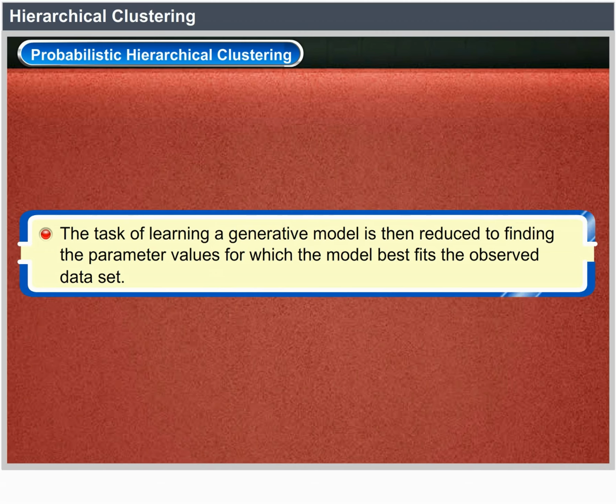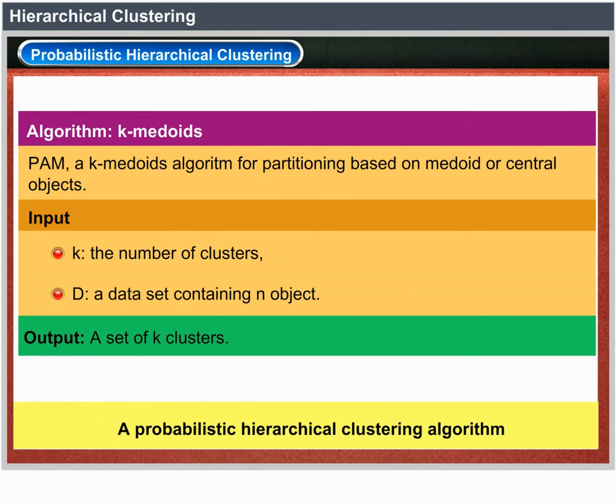Algorithm: a probabilistic hierarchical clustering algorithm. Input: D equals {O1, ..., On}, a dataset containing n objects. Output: a hierarchy of clusters. Method is as shown on the screen.